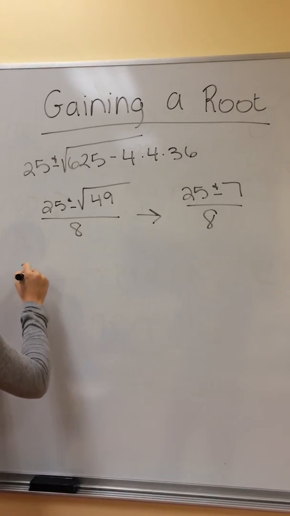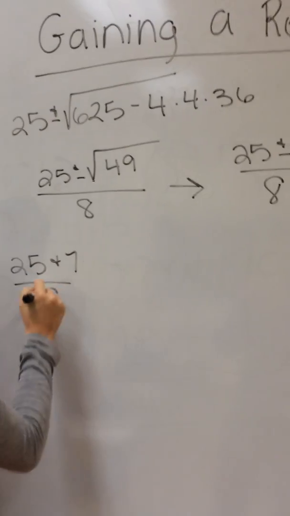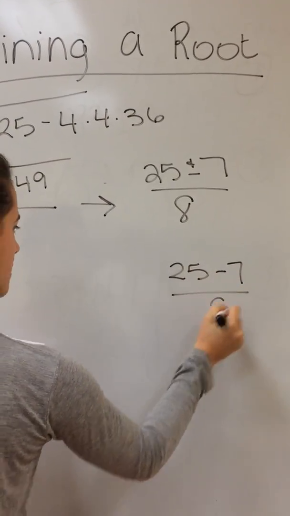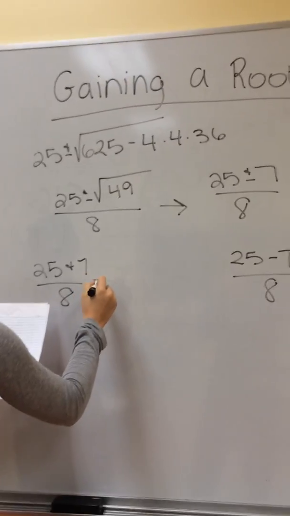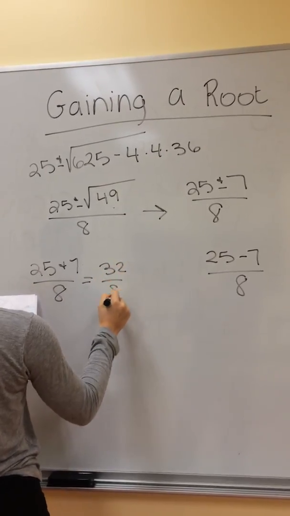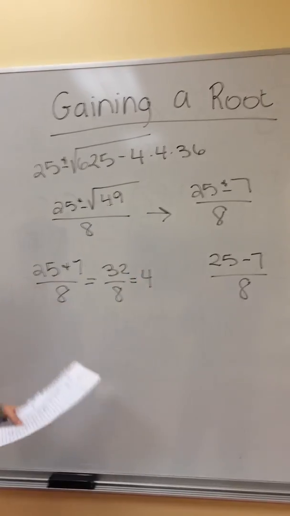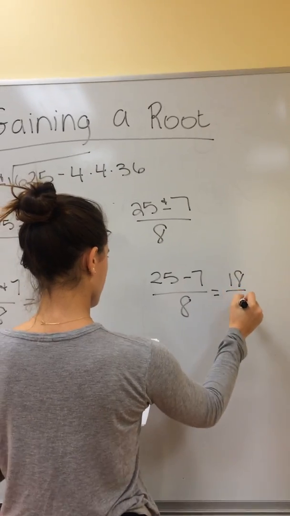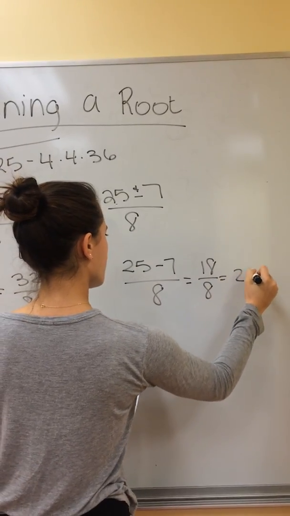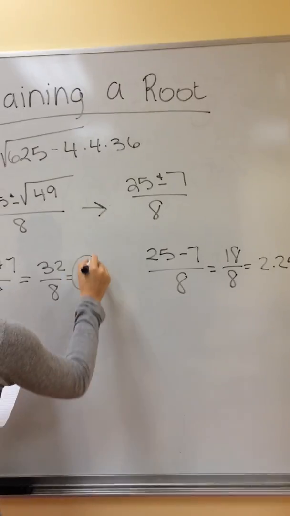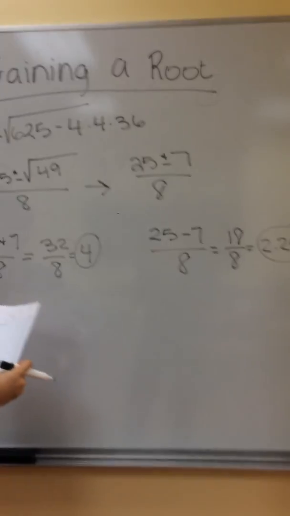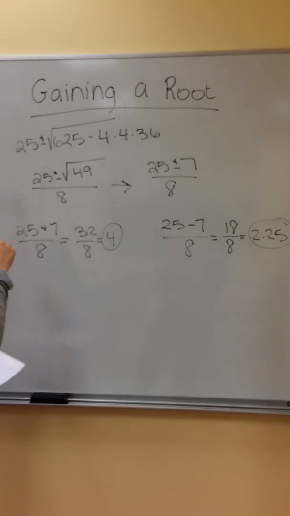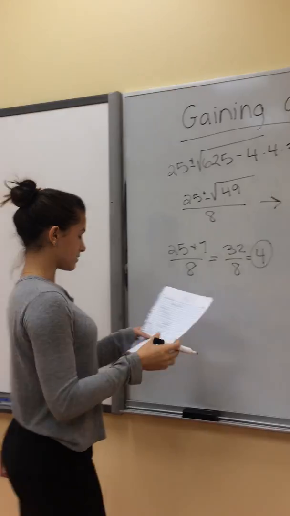One of the answers is going to be 25 plus 7 over 8, and one of them is going to be 25 minus 7 over 8. This simplifies out to 32 over 8, which equals 4. And this one is going to simplify out to 18 over 8, which equals 2.25. Now, we have two possible answers. But since in the beginning, our equation had a radical x, you have to check your answer.